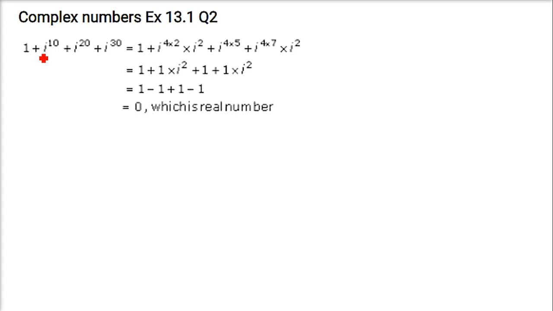We have to show that 1 plus i to the power 10, i to the power 20, i to the power 30 is a real number. Now 10 can be written as 4 into 2 plus 2, 8 plus 2. 20 is 5 4s are 20, and 30 is 7 4s are 28, 28 plus 2. This is 1, this is 1, this is 1. What do you get? 1. i square is minus 1. This is 1, and this is i square, again minus 1. This gets cancelled, this gets cancelled, you get a 0, which is a real number.